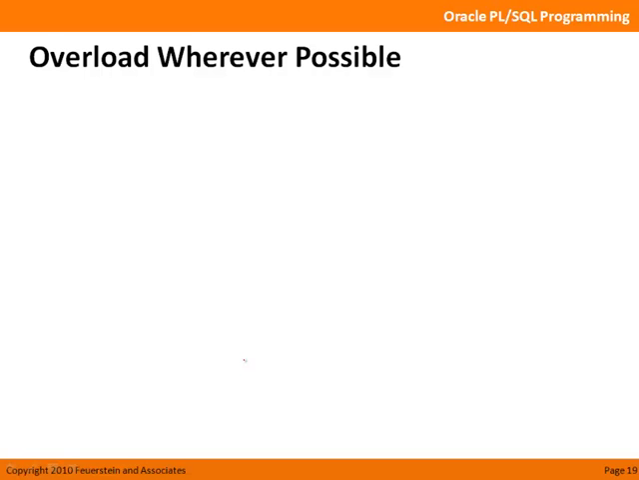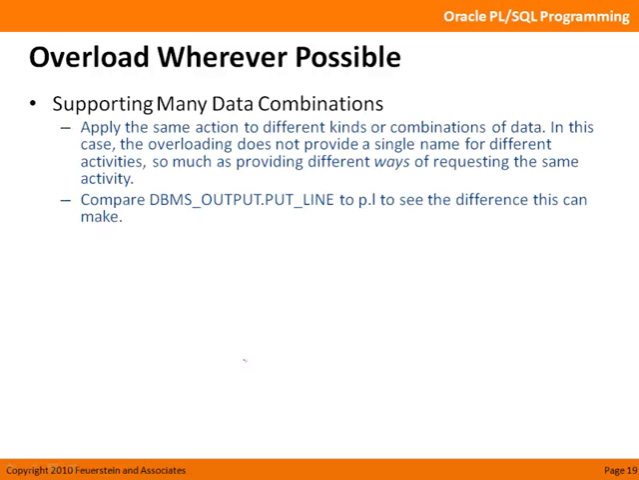So we'll take a look at examples soon, but the main thing to remember is overload whenever possible. Overloading is a very powerful feature to improve the usability of your code. Developers who use your code, including yourself, will greatly benefit from and appreciate the work you do when you overload. The most common type of overloading is overloading for different data combinations. I pass in a string, I pass in a date, I pass in a number, and the underlying program knows what to do with it. And from the user standpoint, there's just one program that handles all those different types.